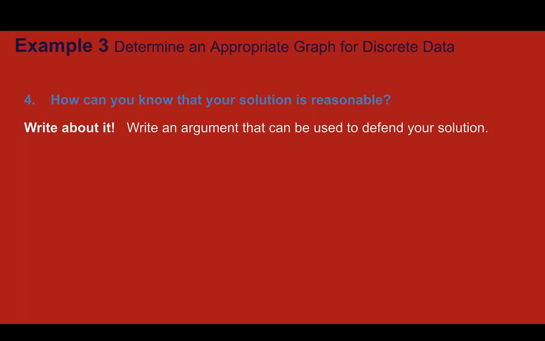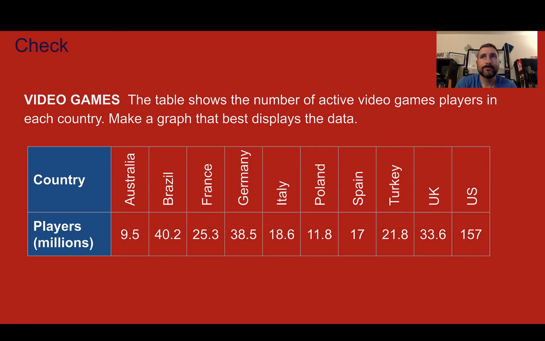In this part, simply explaining how you went about it. So you added your gold, silver, and bronze together to get your total. And then explaining how you knew how tall the bars were would be a good argument to defend your answer. Let's check to see if you understand creating bar graphs or histograms.